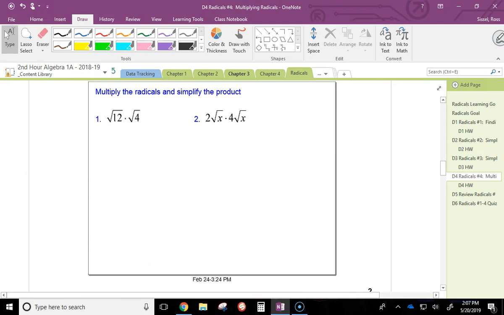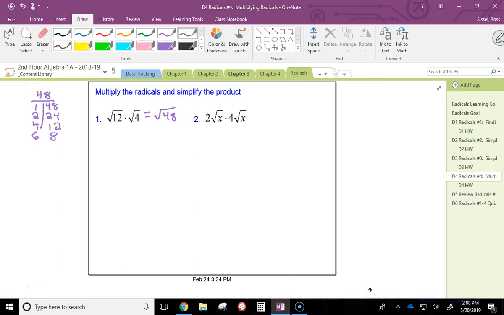Multiply the radicals and simplify the products. Now, if you're following the rules, to be honest with you, it does not matter which order you do this. I could multiply these two together and get the square root of 48. And then I'm going to do exactly what we did the last 2 lessons and say, my factors of 48 are 1 and 48, 2 and 24, 4 and 12. Let's see, 6 times 8, and that's it. Okay? Go through my largest factors.